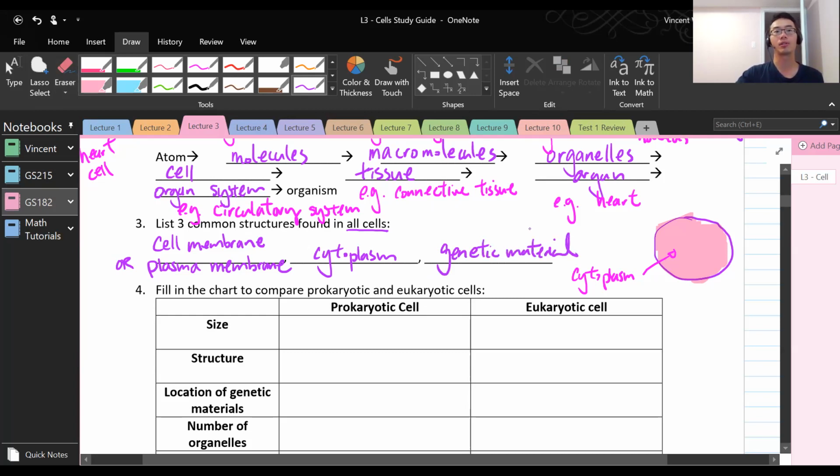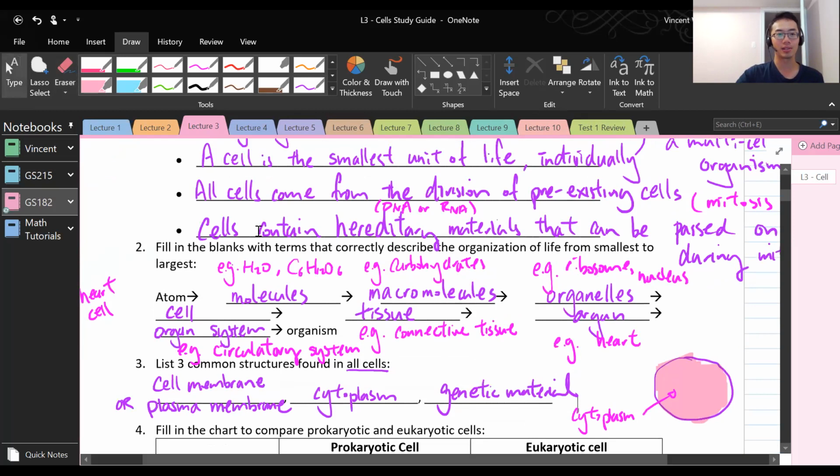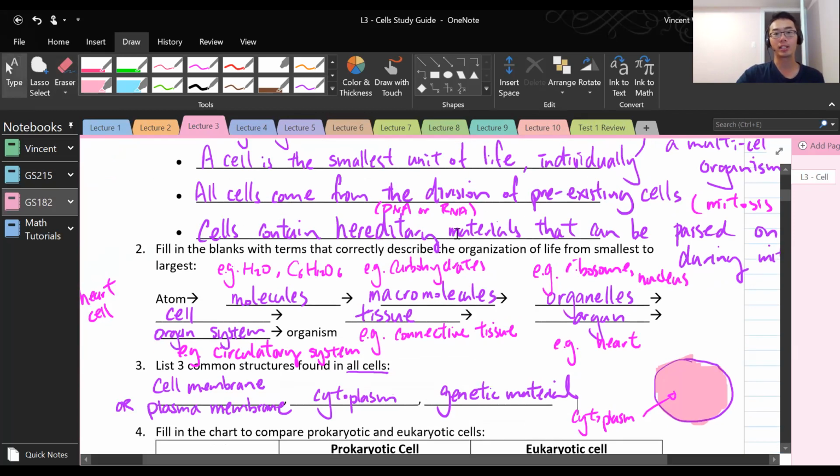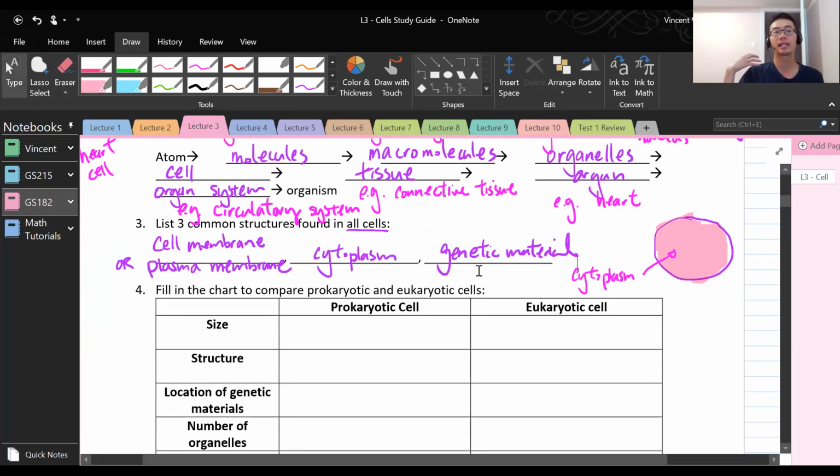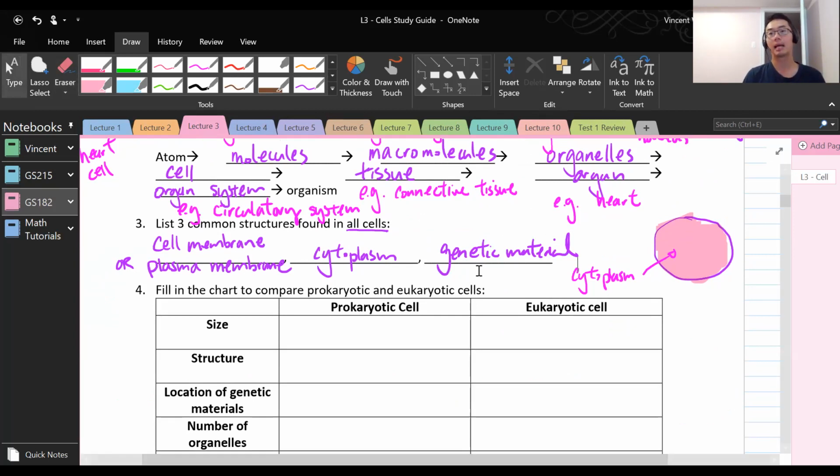Remember, think about the cell theory. Cell theory states that all cells, actually it's the last one. The answer is right here: cells contain hereditary material. So that's a genetic material that can be passed on, okay? If there's no genetic material, then it's not alive. Everything that's alive is going to have the genetic material.